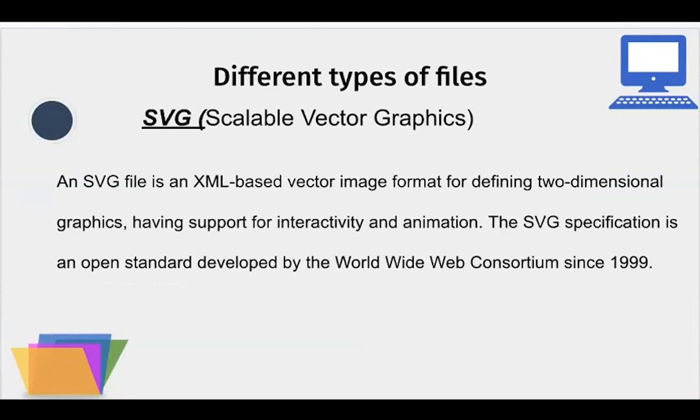SVG, Scalable Vector Graphics. An SVG file is an XML-based vector image format for defining two-dimensional graphics. Having support for interactivity and animation, the SVG specification is an open standard developed by the World Wide Web Consortium since 1999.